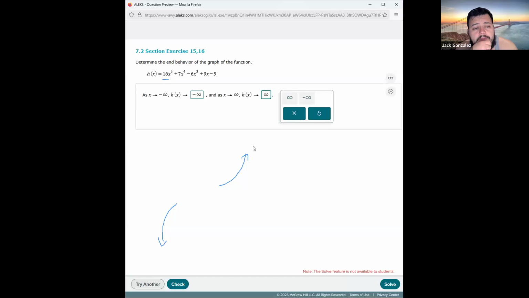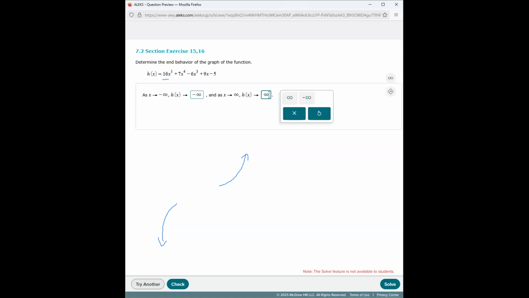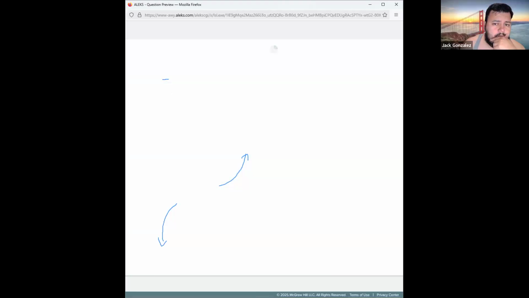If it was even, then they'd both be going up. Unless it was negative, they'd both be going down. And if the leading coefficient was negative, it would just switch. So I would make sure you put that printout I sent you on Remind and on the chat box on your notes for your exam. Do you have any questions on number 9? Okay.